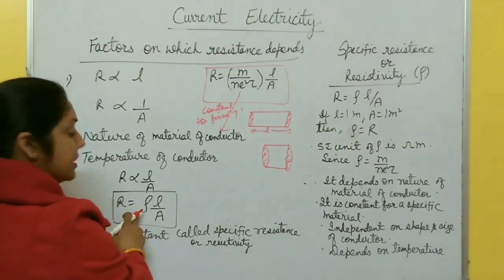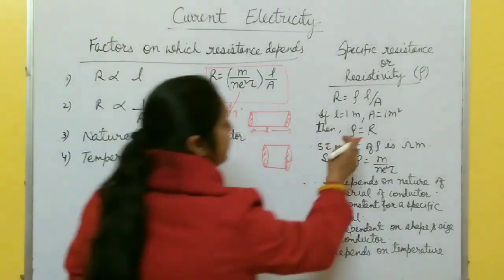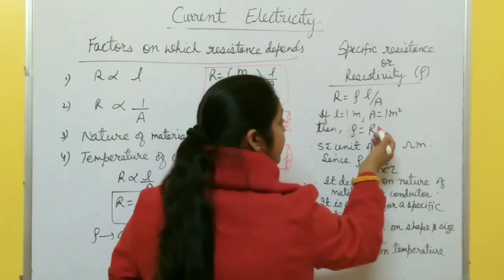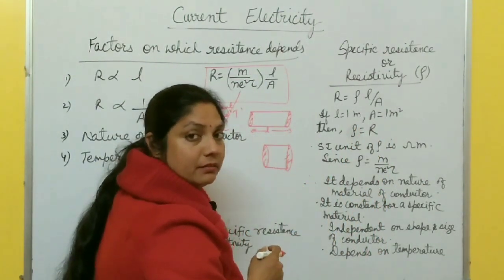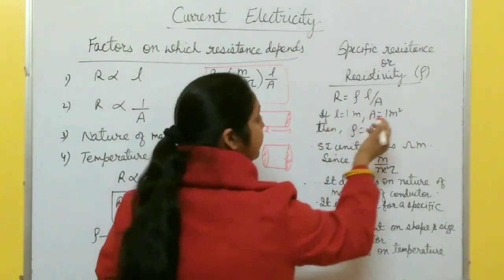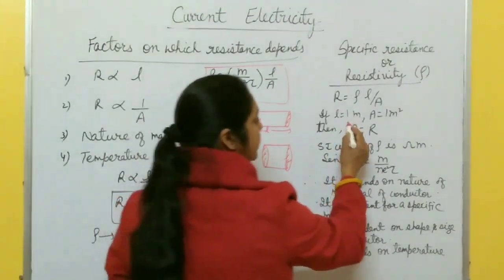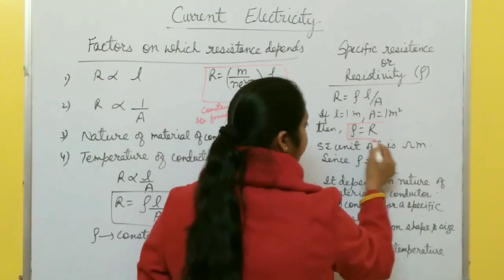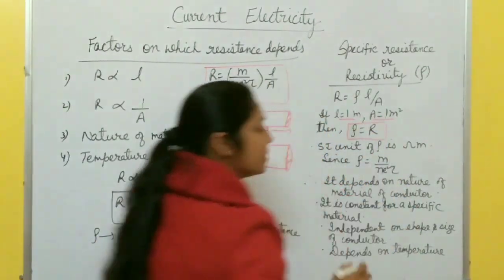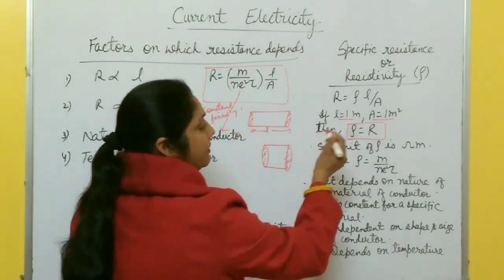How do you define this resistivity? If L is 1 meter and area is 1 meter square, then resistivity equals R. So the resistivity of a conductor is equal to the resistance of the conductor if the conductor is of length 1 meter and area of cross section 1 meter square. In this way you define resistivity, right? Resistivity is equal to resistance when the length of the conductor is 1 meter and the area of cross section is 1 meter square. Note it down.